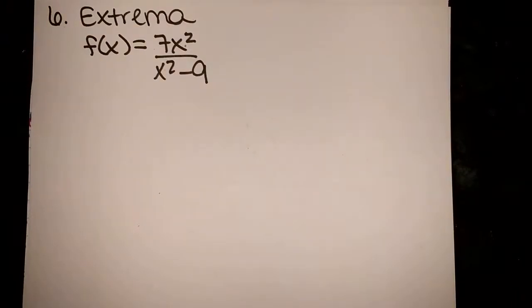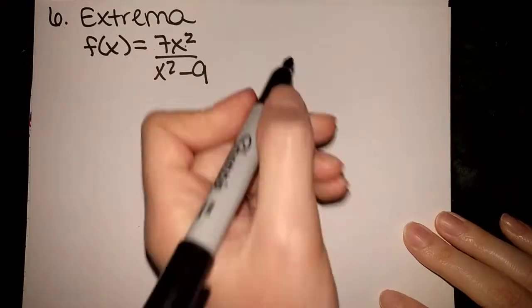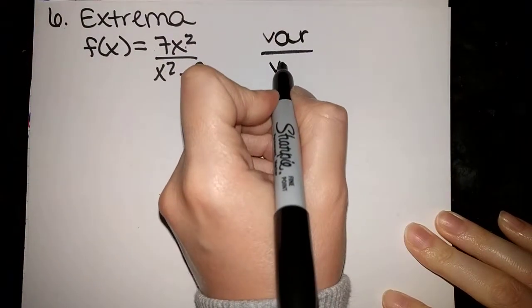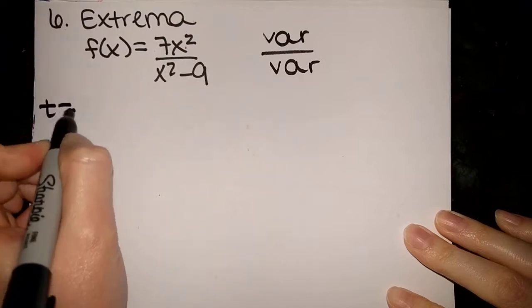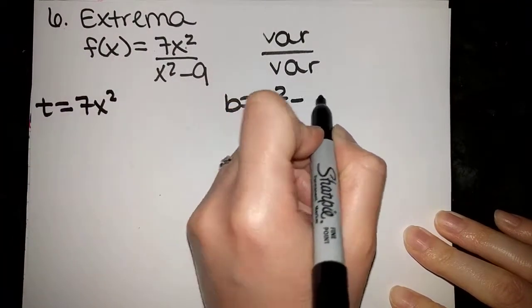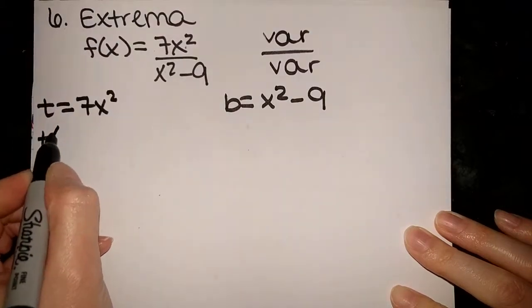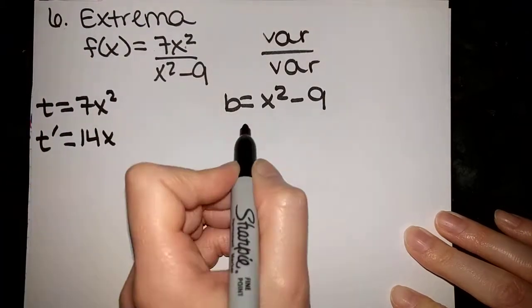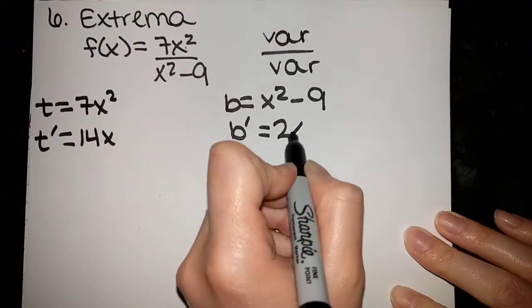Here we're trying to find the extrema, and we do have a variable over a variable, so we need to use the quotient rule in order to deal with this because it's a variable over a variable. So our top function will be 7x squared, and then our bottom function will be x squared minus 9. So the derivative of our top function is just 14x, and then our bottom function's derivative is 2x.